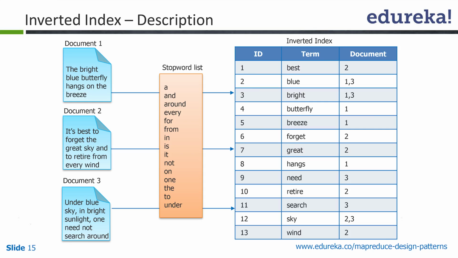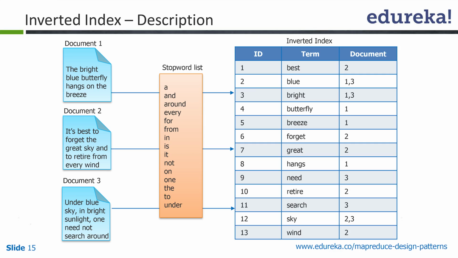This slide is a schematic representation of the inverted index. You have document 1, document 2, document 3. Of course, we remove the stop word list from that, and then on the right hand side you can see the data structure which is built. Best was present in the second document, and blue in the first and third documents, and so on and so forth.